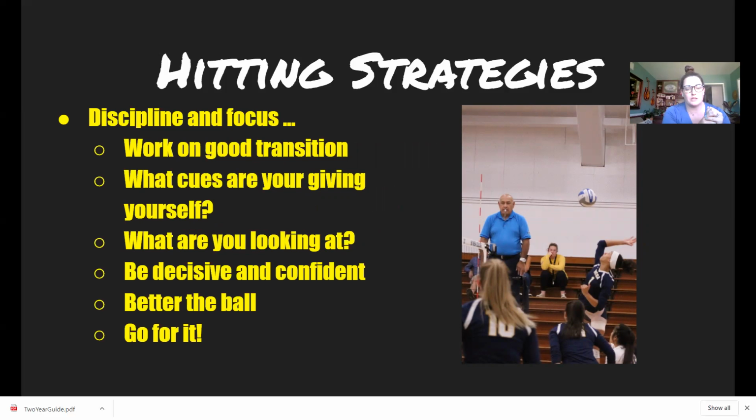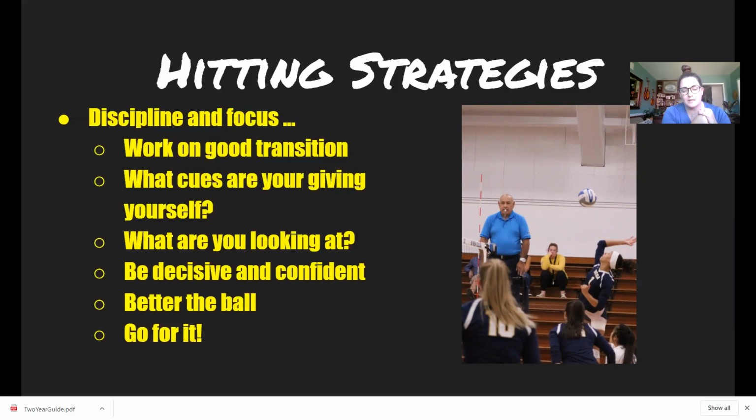All right, discipline and focus, kind of like what we just talked about. Working on good transition is hugely important. What cues you're giving yourself, a lot of times it's about waiting, it's about feet to the ball, it's about making sure you have a good double arm lift and a good draw, kind of whatever you need to remind yourself of as a hitter to be effective. And the more you practice those good habits, the less you'll have to actually think about them, and you'll be able to just get up, hit the ball wherever you think is most effective to score.